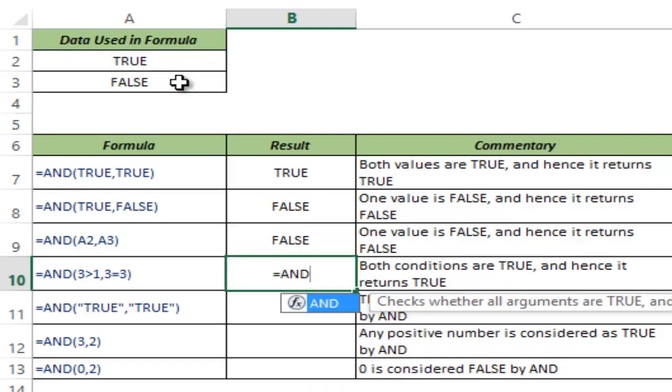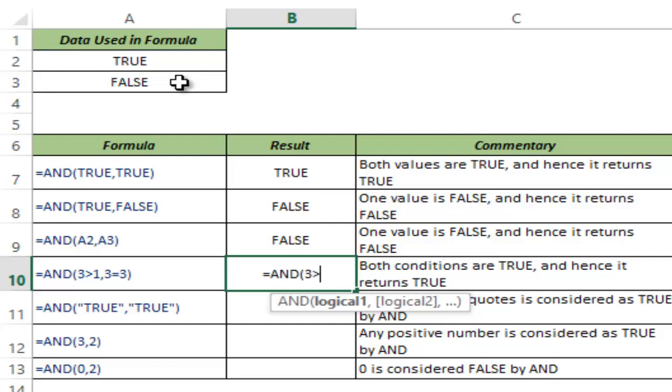You can have inbuilt conditions within AND formula. So here I analyze if 3 is greater than 1 and 3 is equal to 3. AND would analyze both these conditions. Let me show you what this returns. So I select this part and I press F9, and you can see it returns a true here. Since I don't want to hard code this into the formula, I press Ctrl Z.